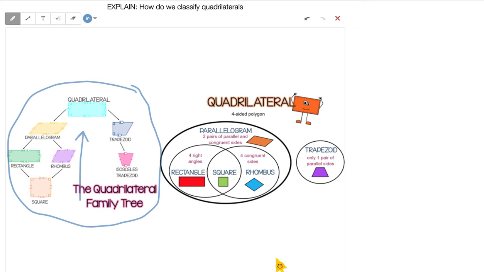If you're not the linear thinker, then I have a Venn diagram for you right here. And you see we have two main groups, right? Among the quads, we have the big parallelogram family, and then we have the trapezoids by themselves, all right?